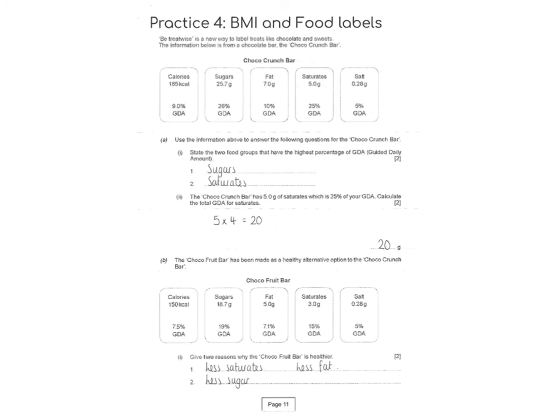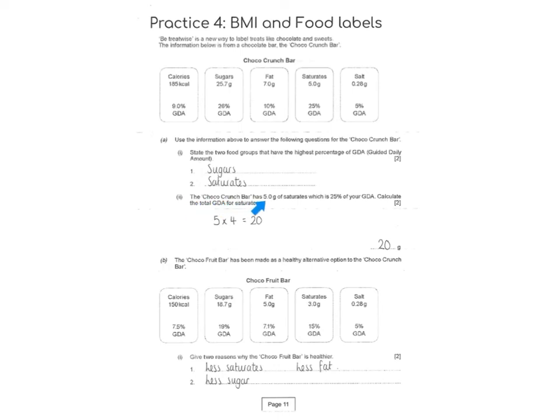The TreatWise is a new way to label treats like chocolates and sweets. The information below is from a chocolate bar, the Cocoa Crunch bar. Use the information above to answer the following questions on the Cocoa Crunch bar. Take two of the food groups that have the highest percentage of guideline daily amount. So I've got calories 9%, sugars 26%, fat 10%, saturates 25%, salt 5%. So my two highest were my sugars at 26% and my saturates at 25%.